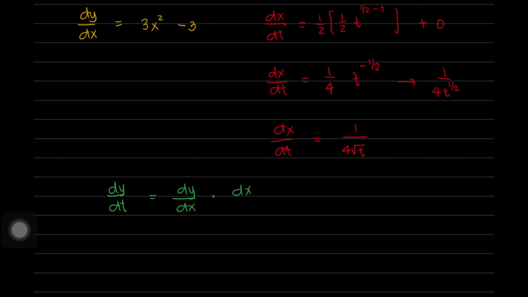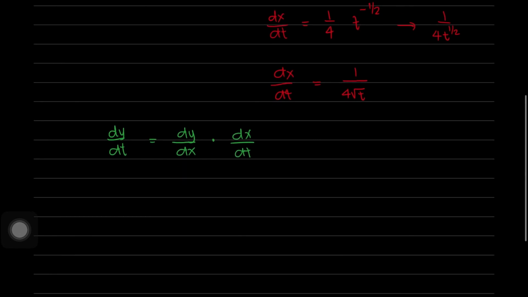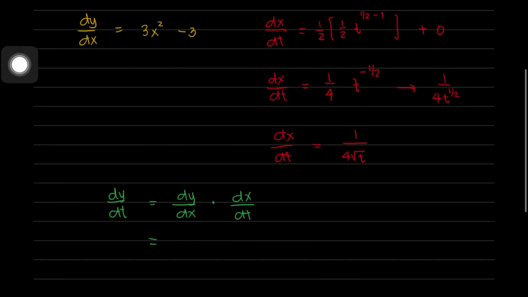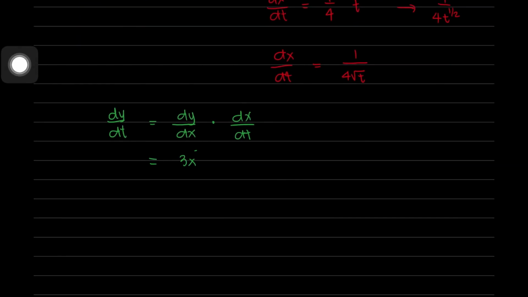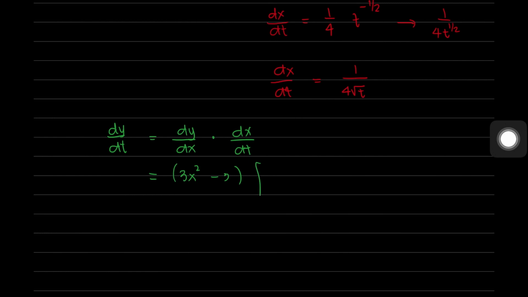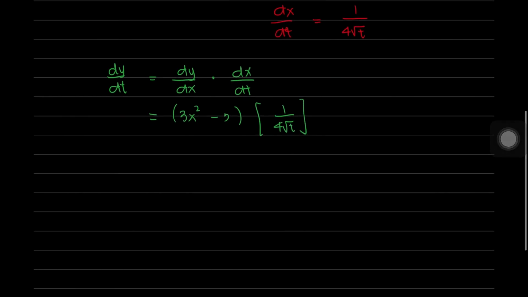Right? Now, solving for dy over dt, which is the product of dy over dx multiplied by dx over dt, this is now equal to 3x squared minus 3, so that is our dy over dx, multiplied by dx over dt, which is equal to 1 over 4 square root of t. Right? So simplifying this one, we now have 3 times x squared minus 1 all over 4 square root of t.